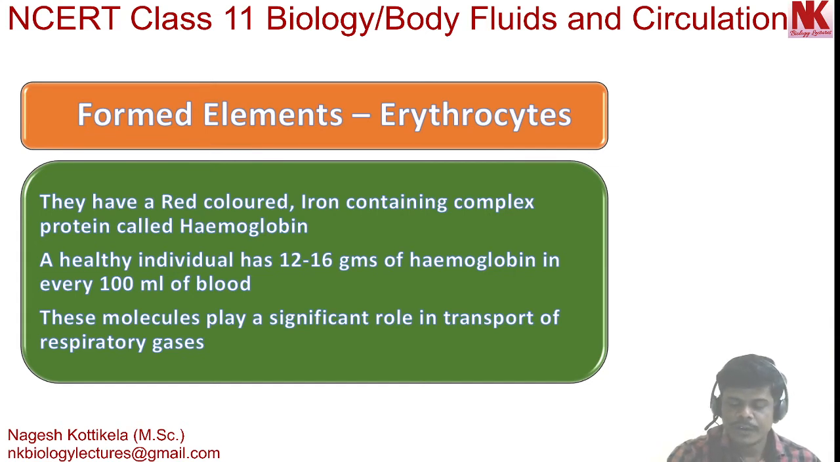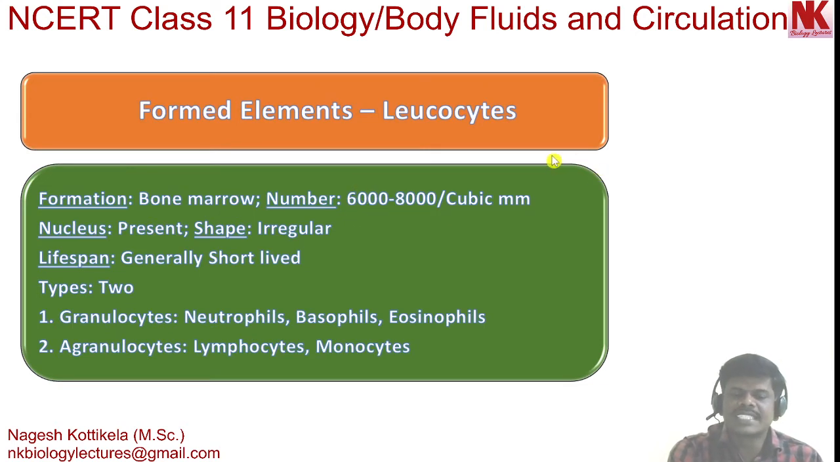Now, moving to the next. Leucocytes, WBCs. WBCs are formed in bone marrow, and the number of WBCs is 6,000 to 8,000 per cubic mm of blood. Now, nucleus is present in WBCs. They do not have a definite shape. Leukocytes do not have a definite shape. They are irregular.